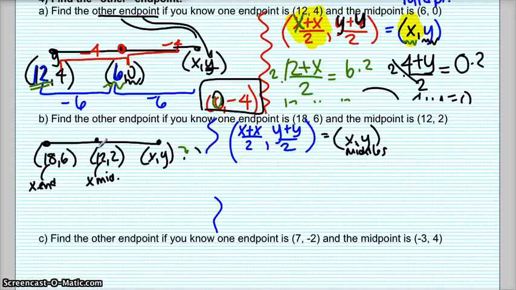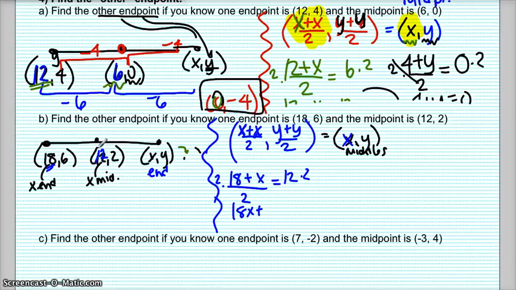Set up an algebraic equation. The first x here is given to me, it's 18. I don't know the other endpoint, but I do know that if I add up both my endpoints, it should give me the middle, which they told me was 12. Now you have an equation. Same thing with the y's.